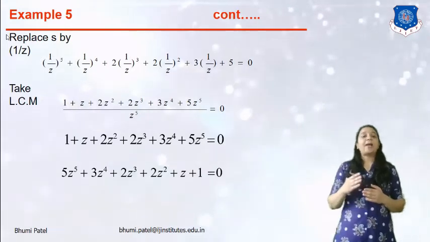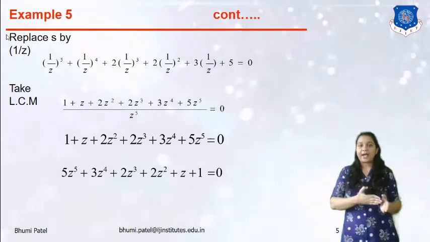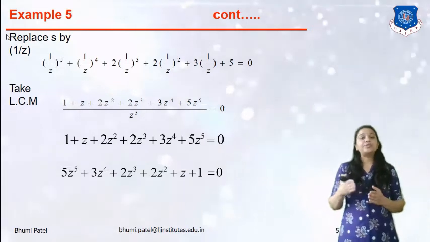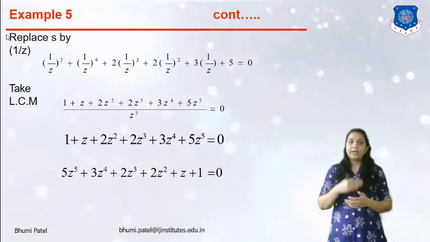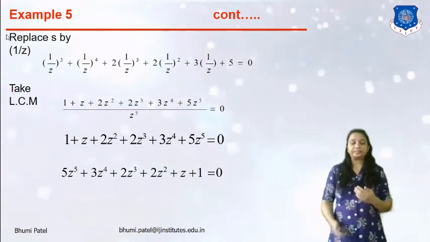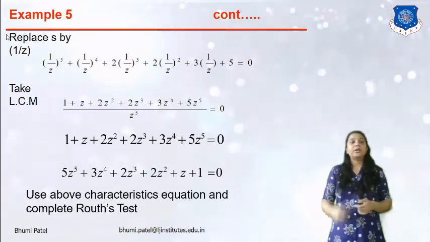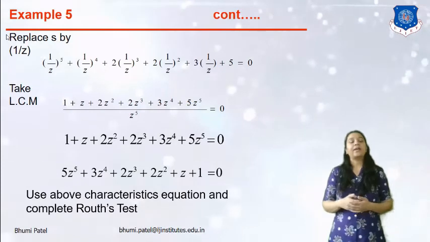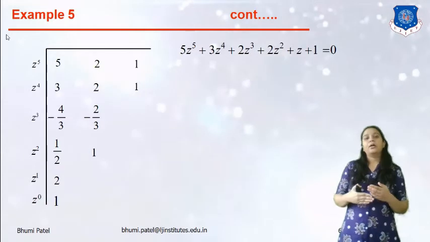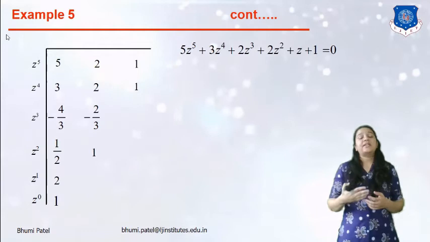Now starting with the maximum power of z, we rearrange the equation and get 5z^5 + 3z^4 + 2z^3 + 2z^2 + z + 1 = 0. Now using this equation we can again construct a Routh table. So we use the above characteristic equation and complete the Routh stability criteria, with the same formula as before.